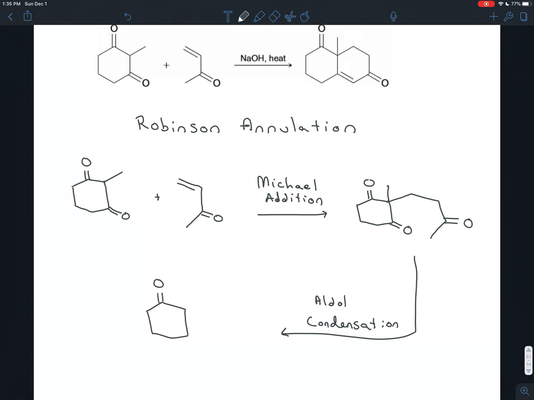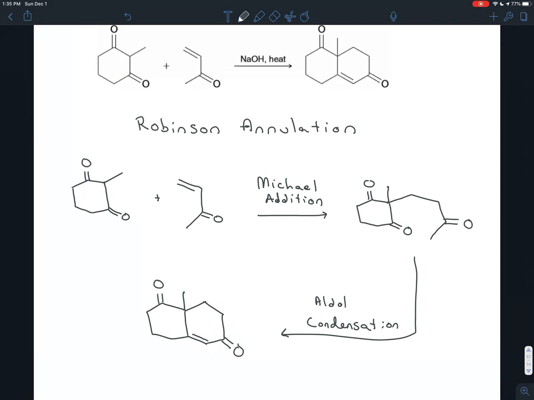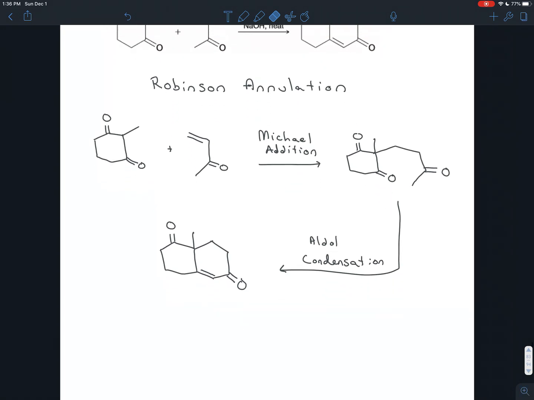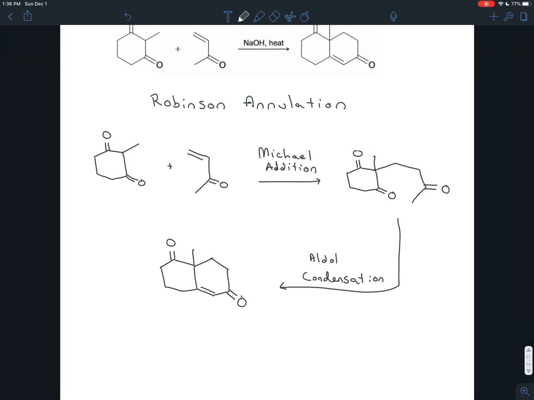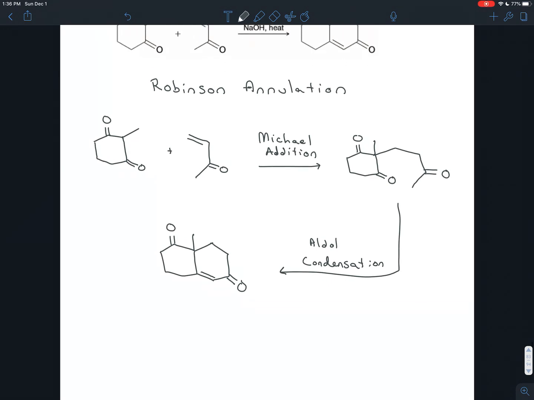So that top part is already made. It's just here. You would form the new bond there. This alpha carbon acts as a nucleophile and attacks that carbonyl so that you form this new bond. At first you have a hydroxy group on this beta position, but then you do the elimination and you form the unsaturation. So those two connected to each other are called the Robinson annulation, and they're a way to create a ring. So that's an exciting thing.